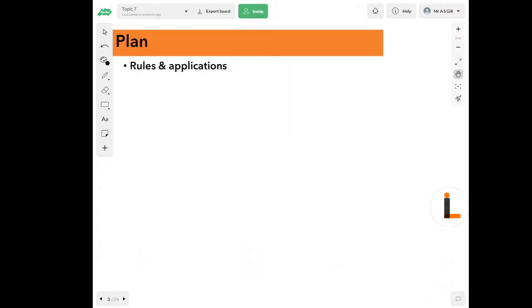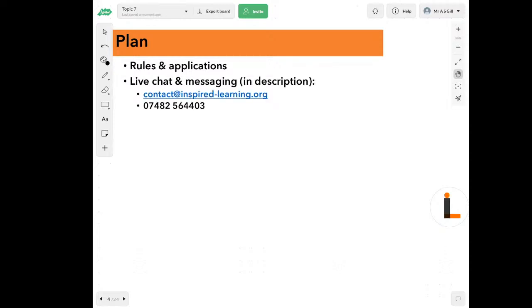So as always, we're going to look at the rules and basic applications and how they apply, how we take the rules and apply them.